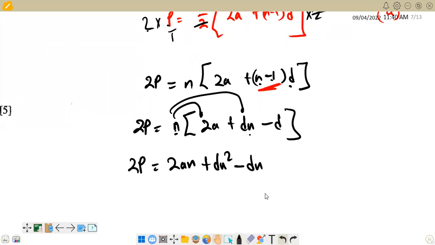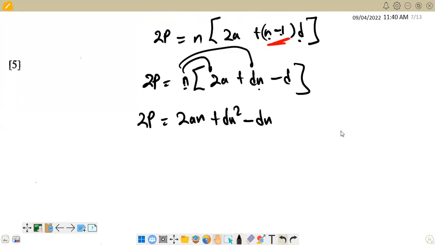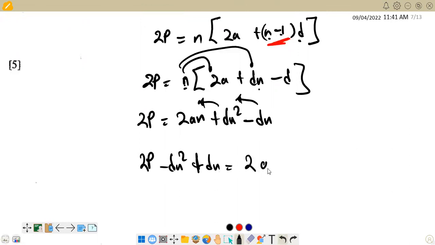Since I want to make a the subject, I have to transpose all terms that do not contain a. And which are the terms? 2p transposed to this side is going to be negative dn squared. Transpose the negative dn to be positive dn on this side, which is equivalent to 2an. And I want to make a the subject.